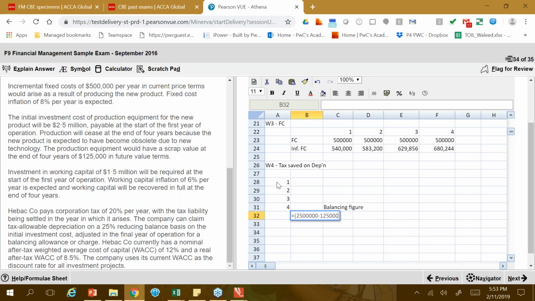Now, can anyone here tell me, if I press enter at this point, what is this value showing? What have we calculated here if I take the initial investment and remove the scrap value from it? So what have we computed here? I'll just wait for a few answers. What have we computed here? Initial investment minus the scrap value.